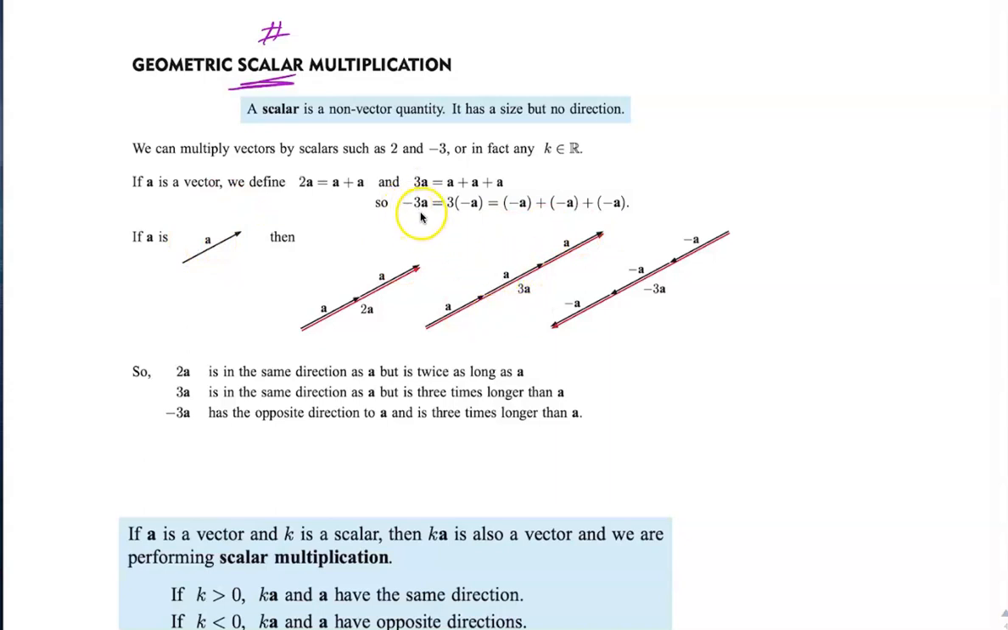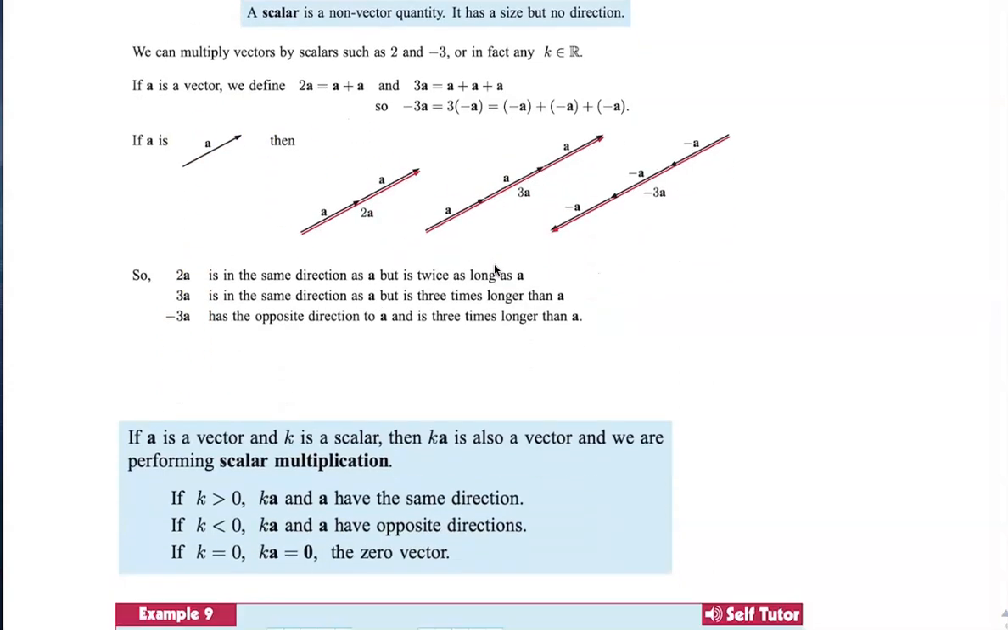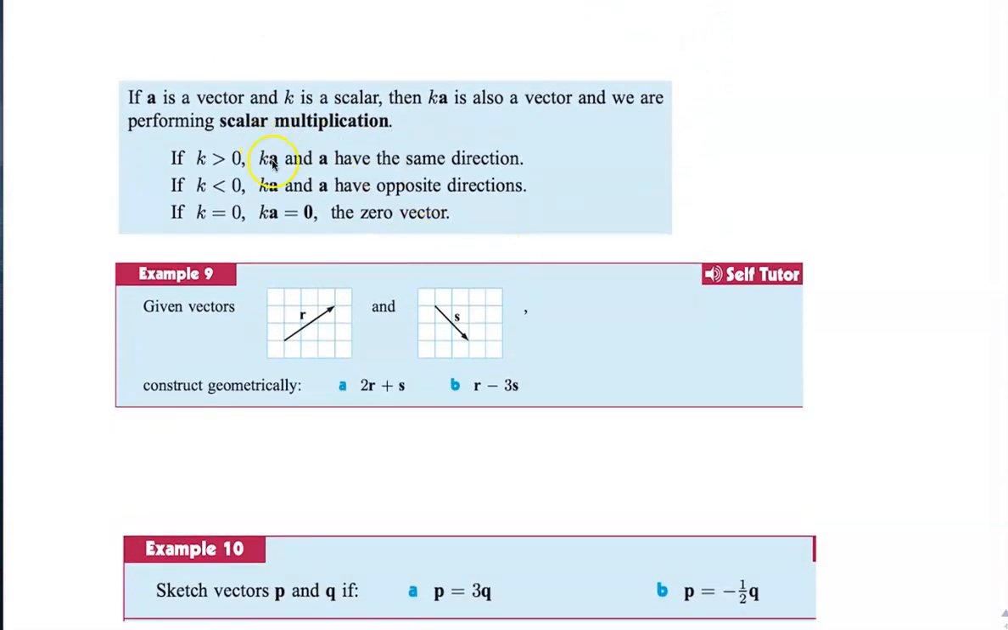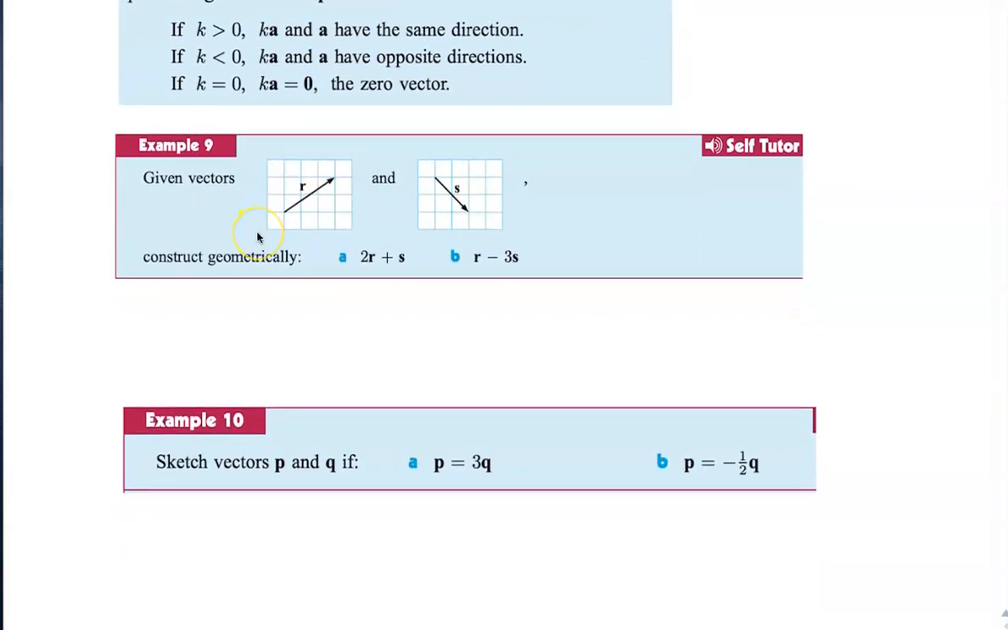If I wanted negative 3a, remember, all the negative does is go the opposite direction. So it's 3a going the wrong way. In general, 2a is the same direction as a, but twice as long. 3a is the same direction as a, but 3 times as long. And negative 3a is the opposite direction, but 3 times as long as a. In general, when you multiply by a number, you get the same direction. If you multiply by a negative, you get the opposite direction. If you multiply by 0, just like numbers, you get 0. So the same rules apply as in normal mathematics.